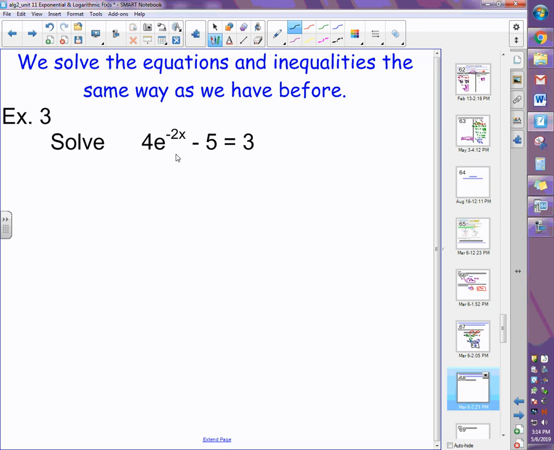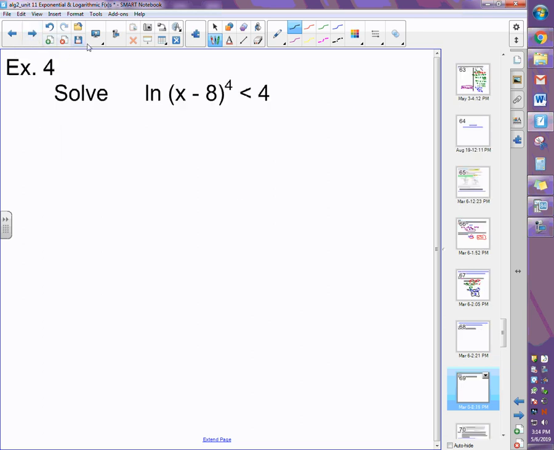I want you to try solving this one on your own, and let's see how you do. Just solve the same way you solve any other exponential equation. If you can't get the same base, then you use logarithms on both sides. All right, we're also going to have inequalities. Solve the same way. So since this is a logarithm, I need to use exponential form on both sides.